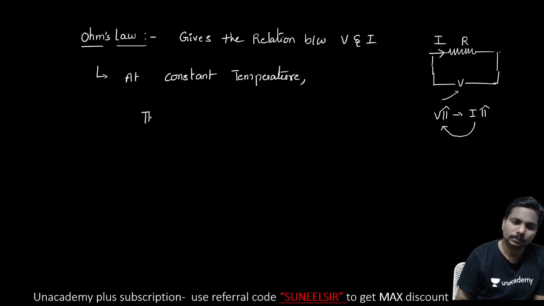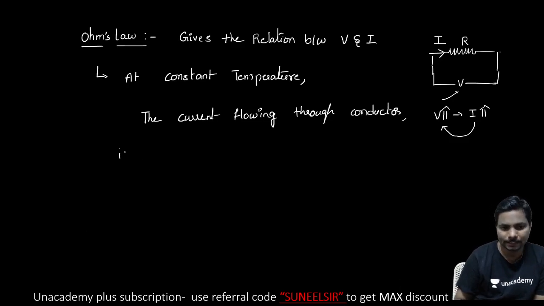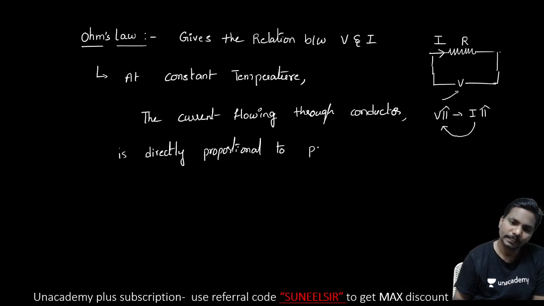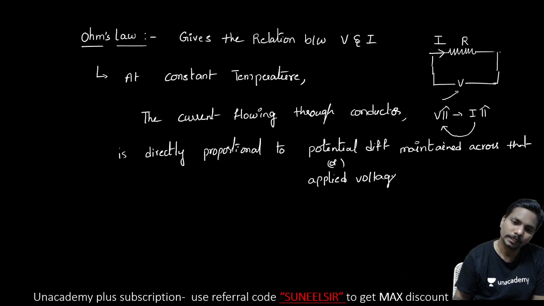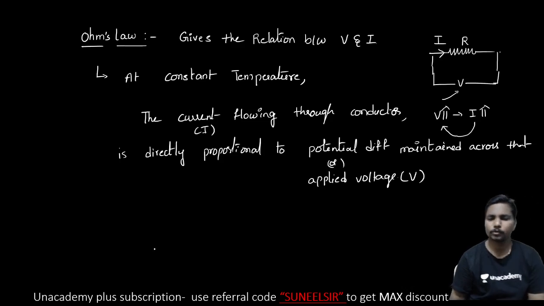the current flowing through the conductor is directly proportional to the potential difference maintained across it, that is, proportional to the applied voltage. So the current flowing is directly proportional to the voltage applied.